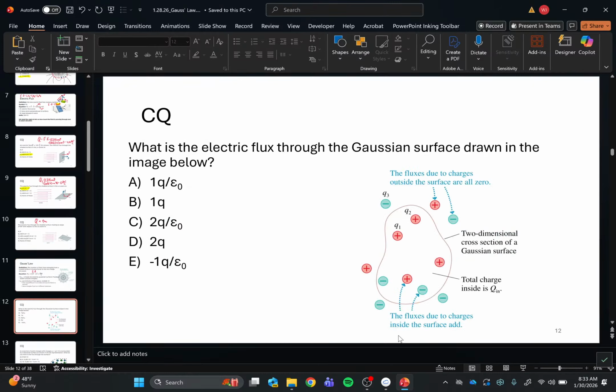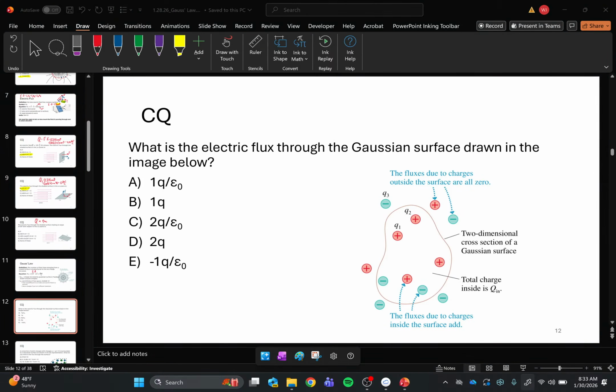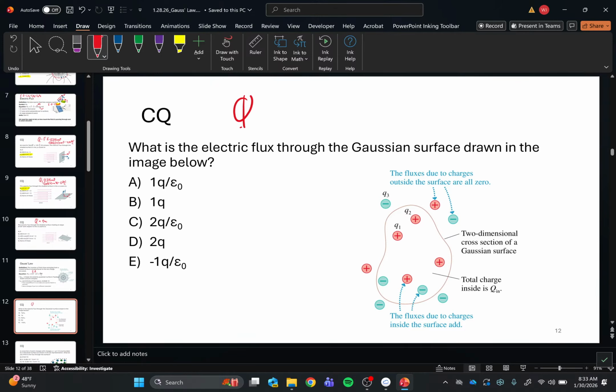So, let's go ahead and I'm going to write Gauss's law up here. What is the electric flux through the Gaussian surface shown in the image below? I'm even going to write this equation for you: electric flux equals the integral of E dot dA equals Q enclosed over epsilon naught. You have 2 ways to solve for flux. Pick the one that's reasonable.